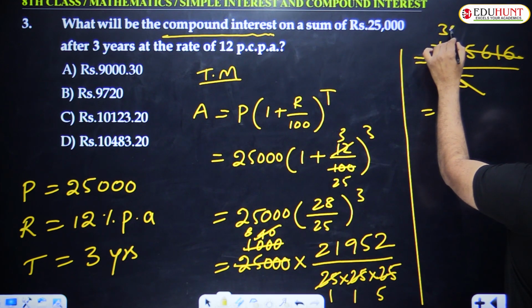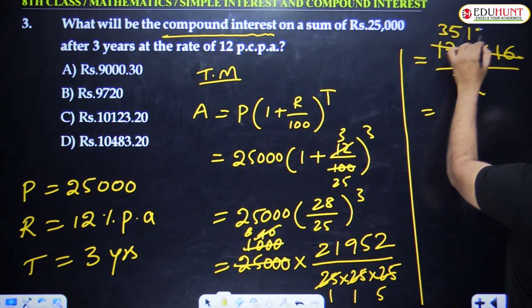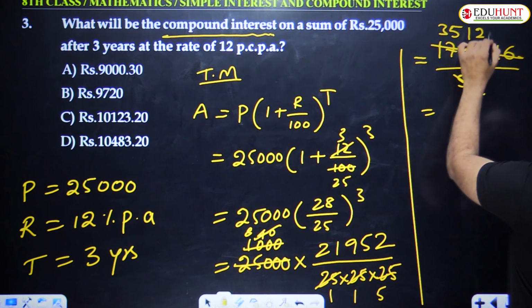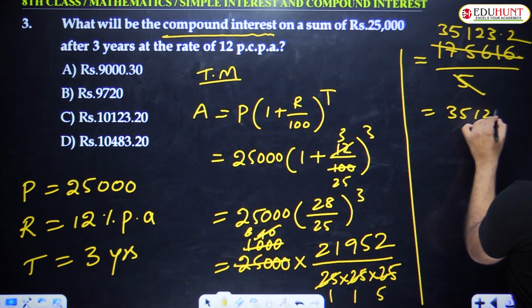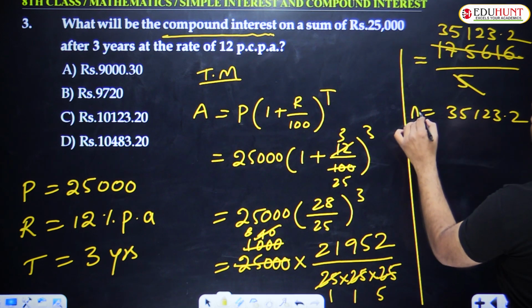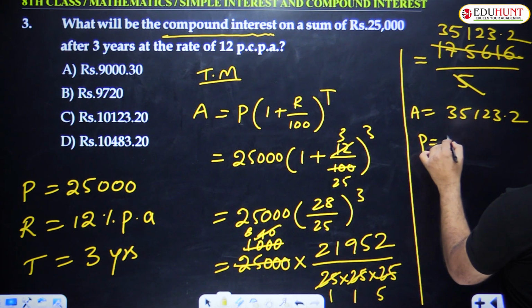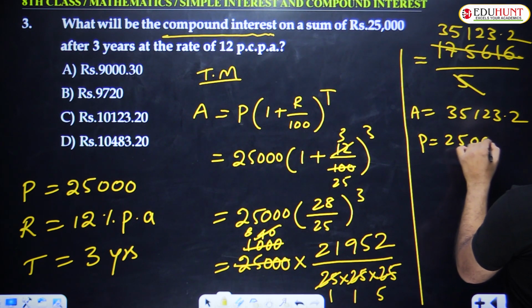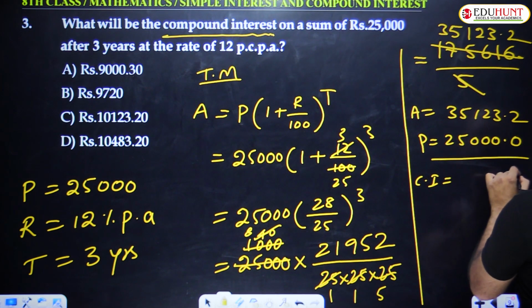Dividing by 5 gives 35,123.2. That is the amount value. But what I am asking is the compound interest. So amount minus principal. The principal already given is 25,000 rupees. So the difference is called compound interest. What is the difference?